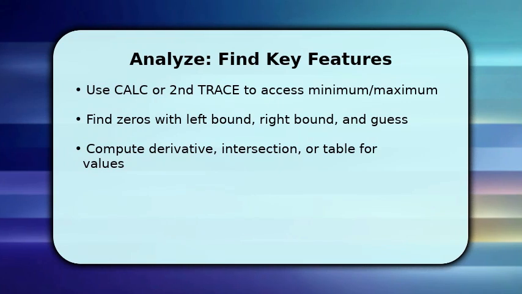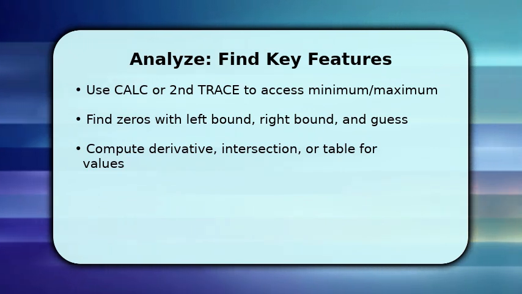Once the parabola appears, locate key features with the calculator's analysis tools. Use Calc, Second Trace, to select minimum or maximum, pick a left bound, then a right bound, then a guess, so the device isolates the vertex precisely.